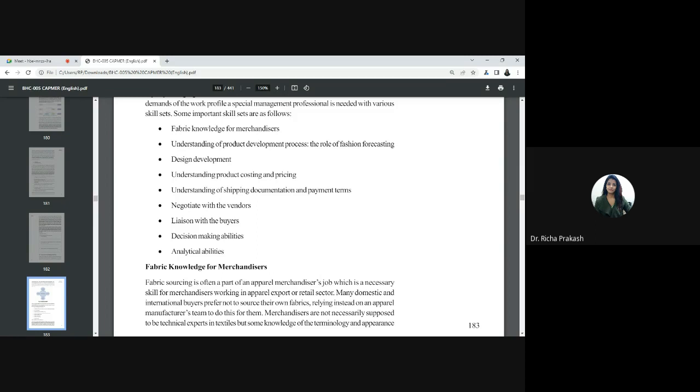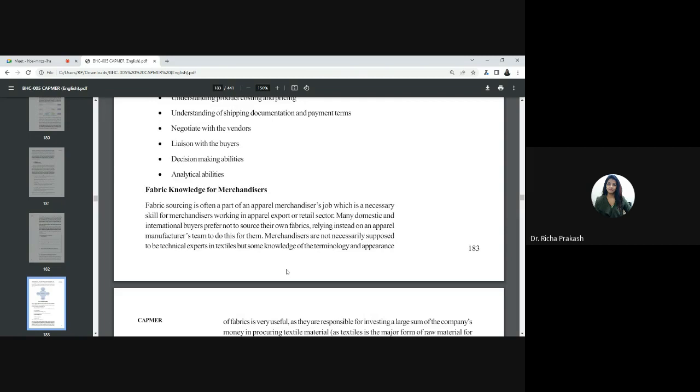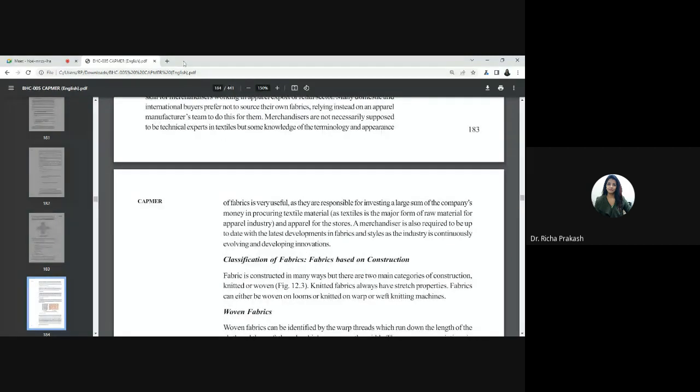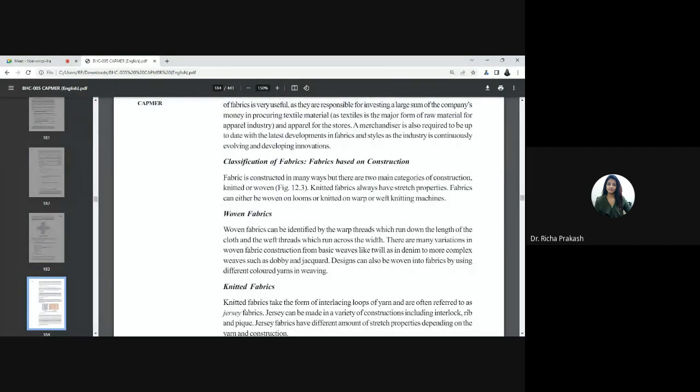That's not acceptable here. And then analytical abilities. And all these points are further explained here. So as I said, knowledge of fabrics for the merchandisers: on the basis of many different things, the fabrics are recognized or identified.